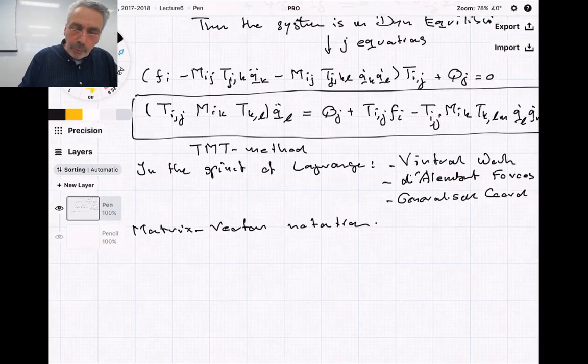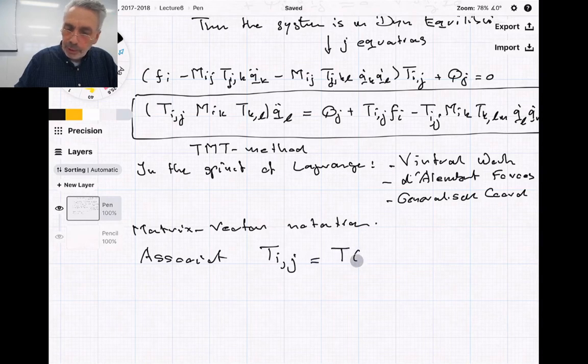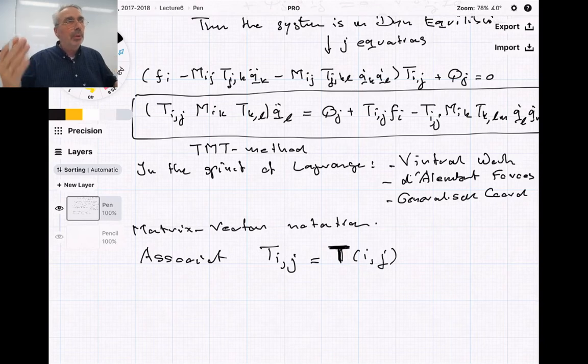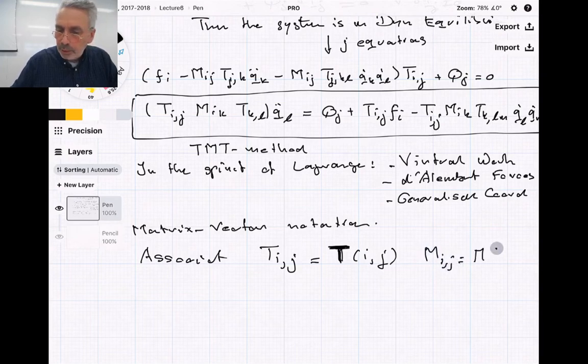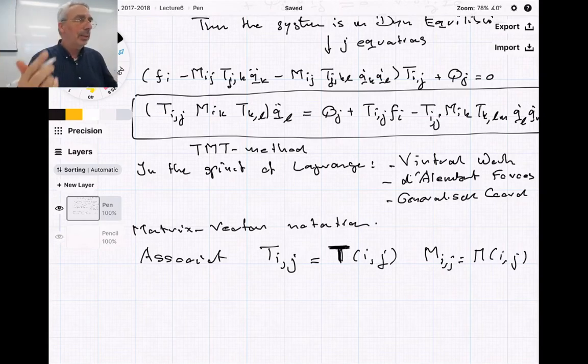So if we associate this Jacobian Tij with a matrix Ti,j, and this should be bold, and I'm not going to do this for the rest of the notes, that's a matrix then. And likewise, of course, this Mi,j is this matrix Mij, and the one index things are just vectors. That's super simple.